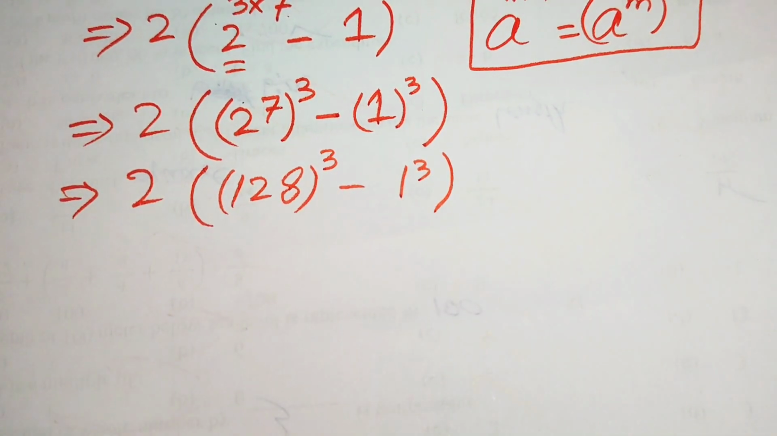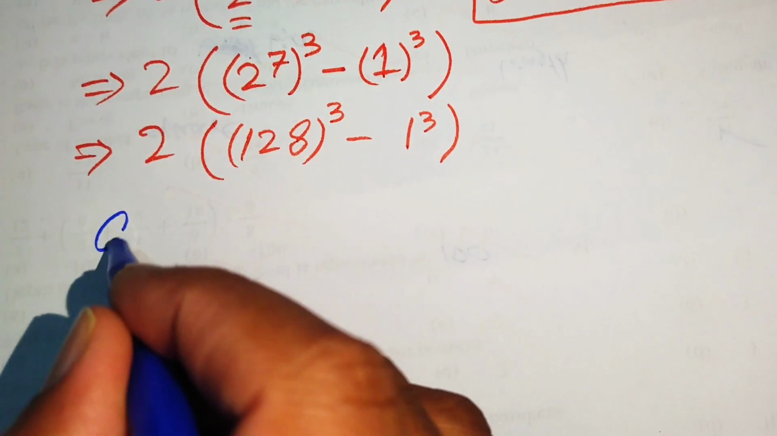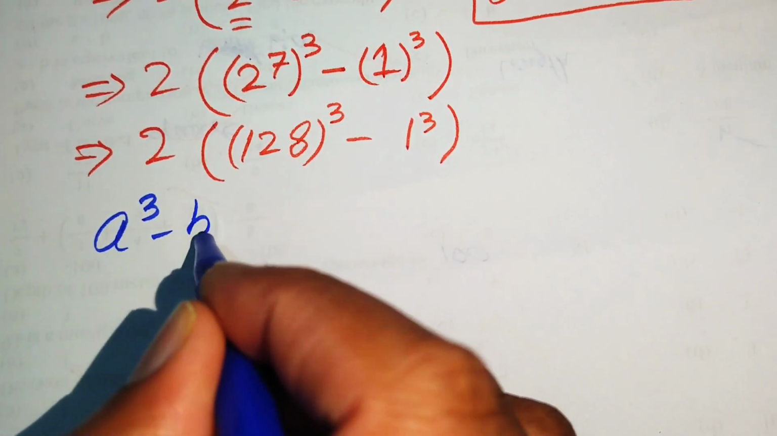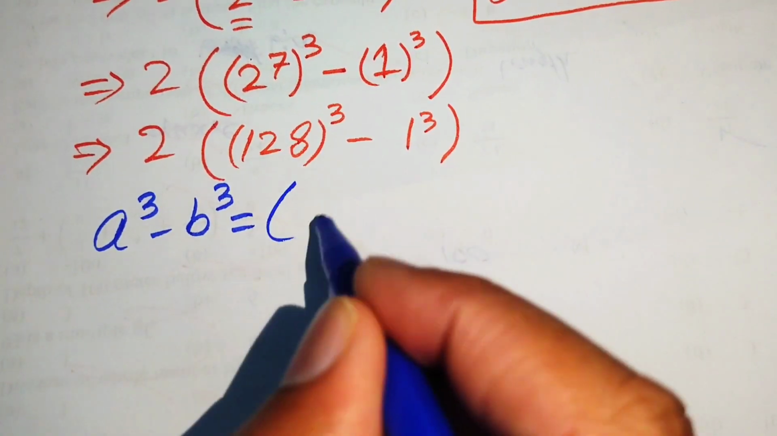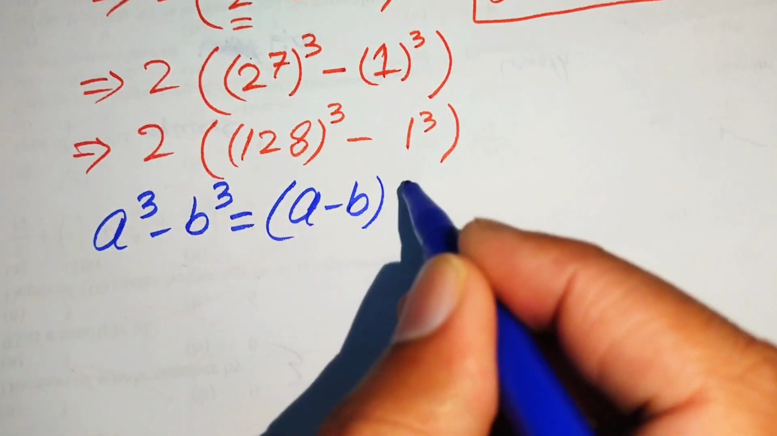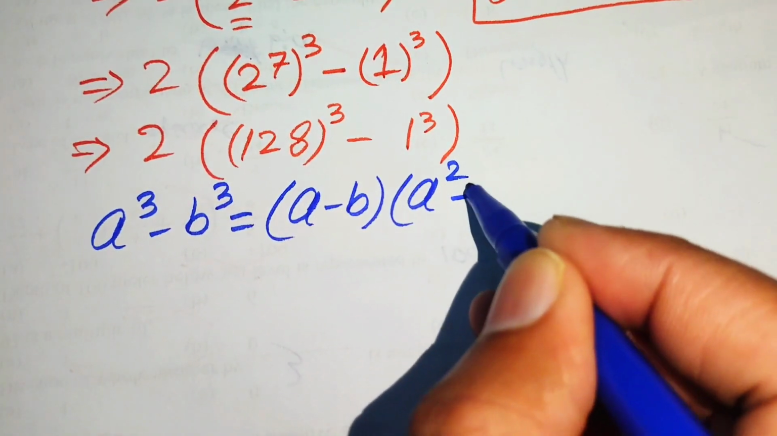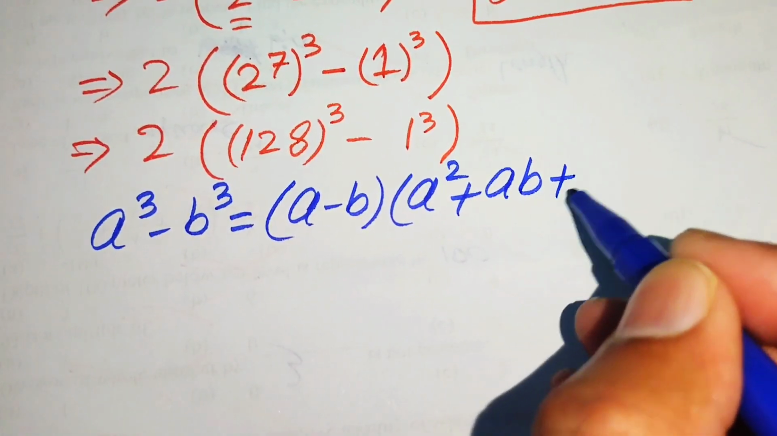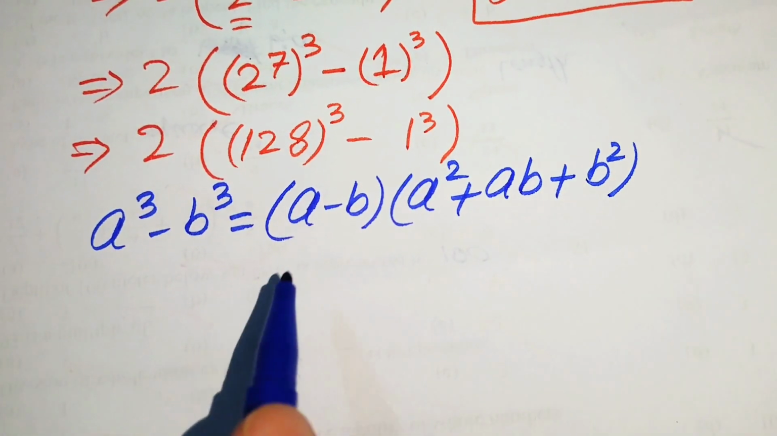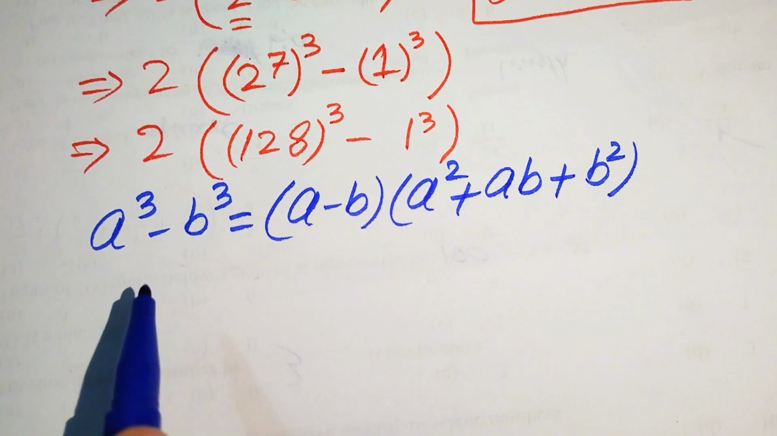So here we need the nice cubic formula. You know about this nice formula. If we have a cubed minus b cubed, it is equal to a minus b times a squared plus ab plus b squared. So here we use this nice cubic formula on the above term.